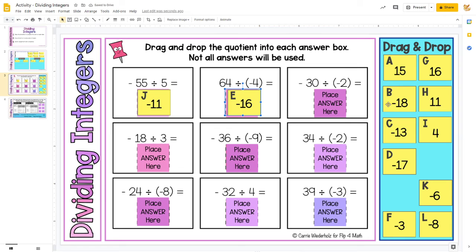Okay, last one I'm going to do on this slide. 30 divided by 2 is 15. Since both are negative, it's going to be positive 15. And you do the same for these guys. If you need to, use a calculator and then determine what sign you're supposed to use.